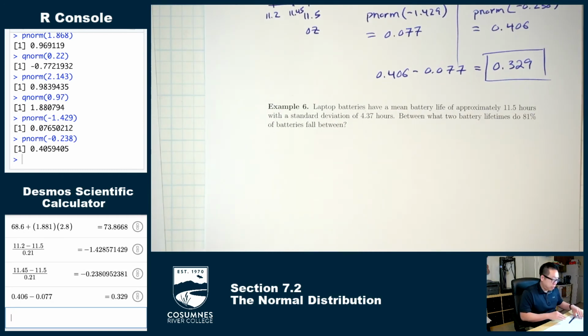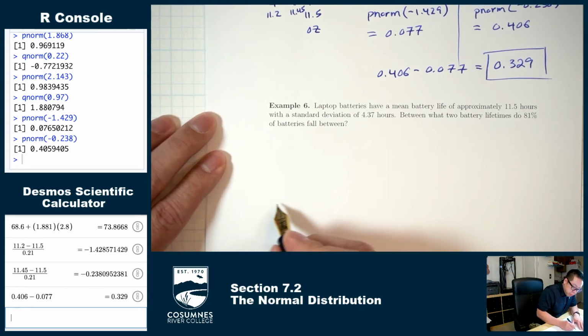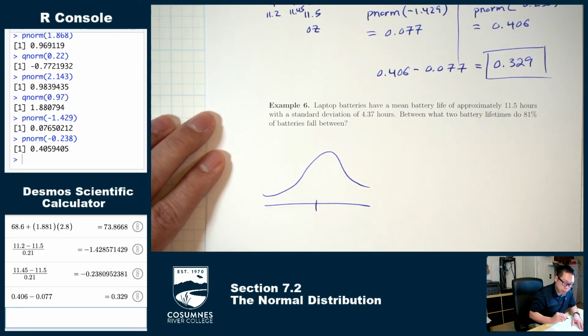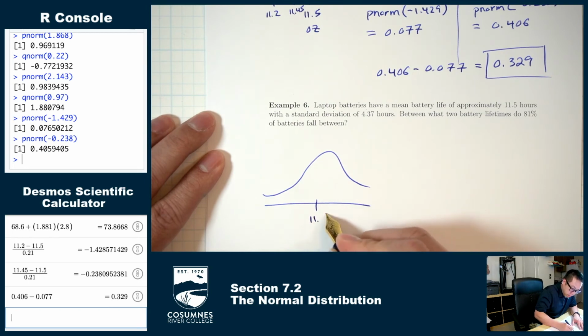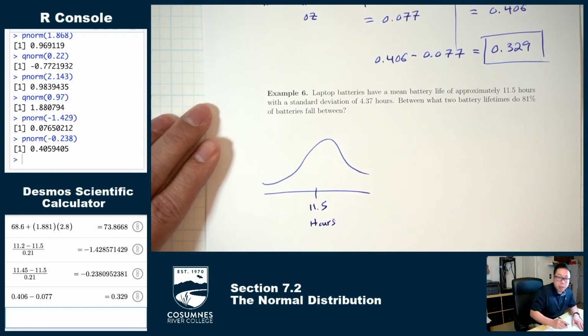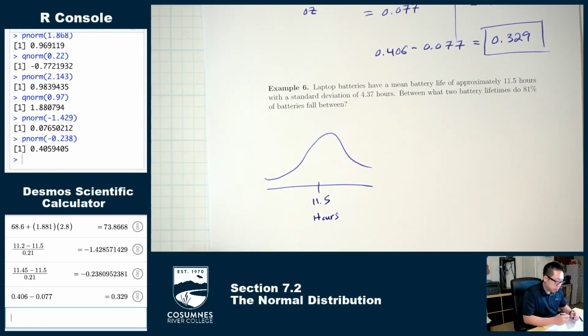Example 6. Laptop batteries have a mean battery life of approximately 11.5 hours with a standard deviation of 4.37 hours. Between what two battery lifetimes do 81% of batteries fall between? Okay, draw my picture. Mean in the middle, 11.5. And to remind myself what this x-axis represents, these are hours, battery lives.